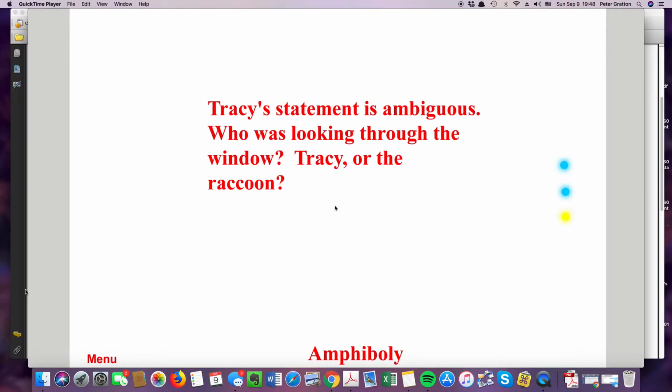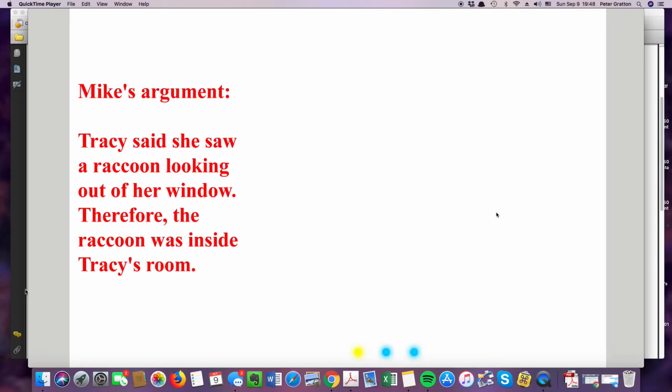So Tracy's statement is ambiguous. Who was looking through the window, Tracy or the raccoon? Mike's argument: Tracy said she saw a raccoon looking out of her window. Therefore, the raccoon was inside Tracy's room. Do you see how she says something else, and then his argument trades on a misinterpretation of her statement? You'll see that happens a lot. That's why you have to be careful with grammar, and a lot of statements can be taken in two different ways.